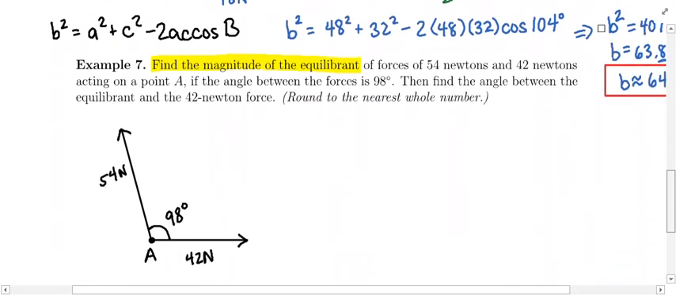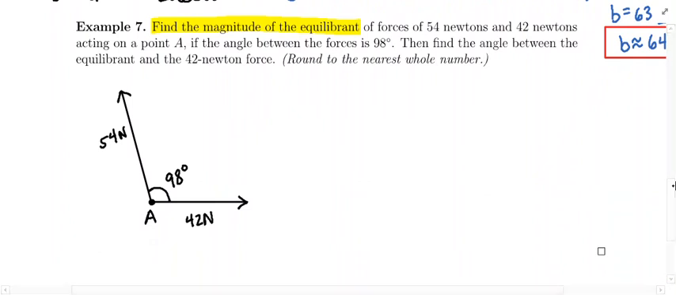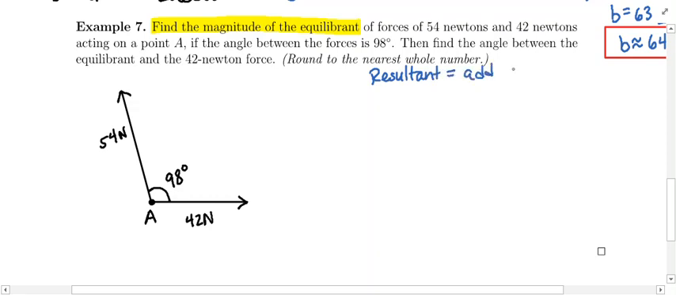So what's going to happen here to find the equilibrium? We first need to find the resultant. And then once we have the resultant, the equilibrium is the opposite vector of the resultant. So let's concentrate on the resultant, and then once we have it, we can talk about the equilibrium. Remember the word resultant. That means to add the vectors.